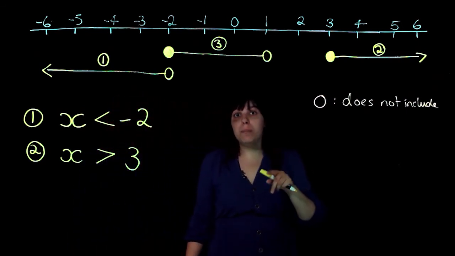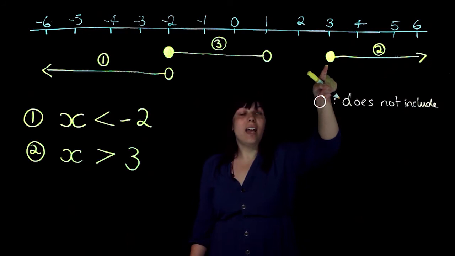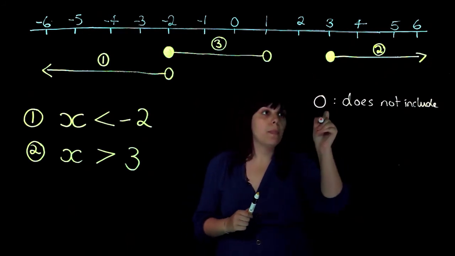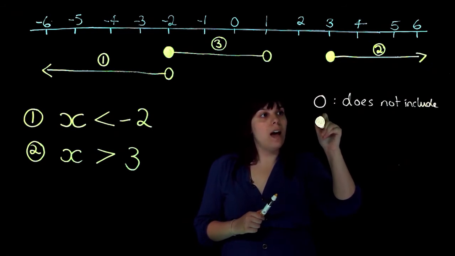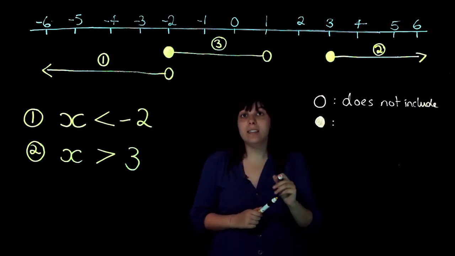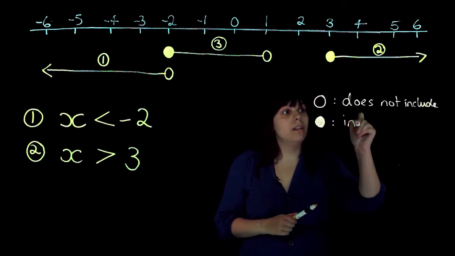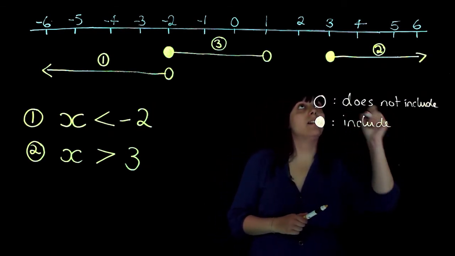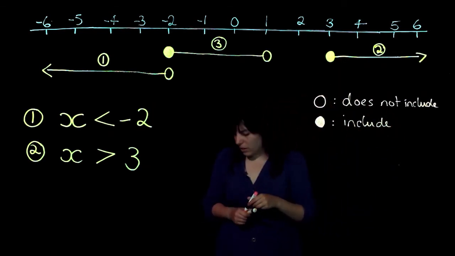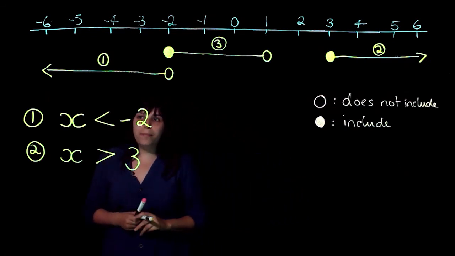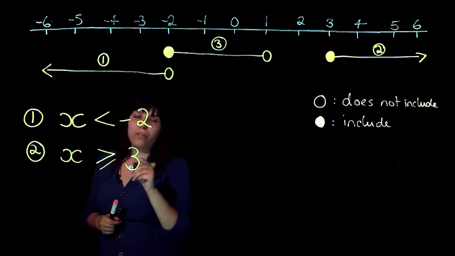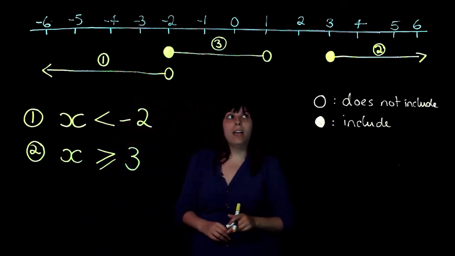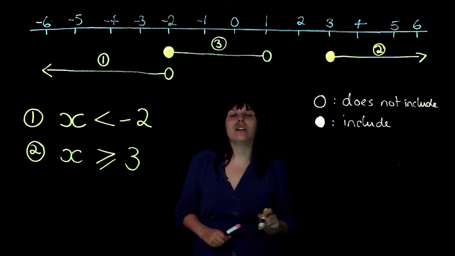Now, again, the important thing we need to look at is this. And this time it's filled in. So in my key, I'm going to fill it in. And that means it does include. So in this case, it does include 3. So that means I need to alter this slightly. So x is bigger than or equal to 3 because it can include 3. And that satisfies that diagram.